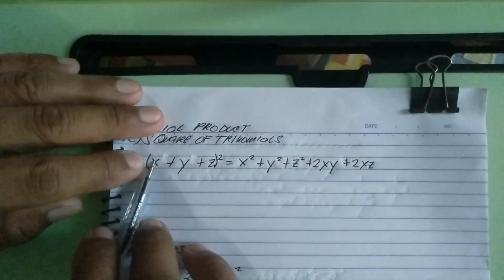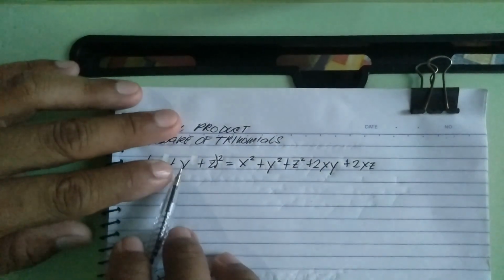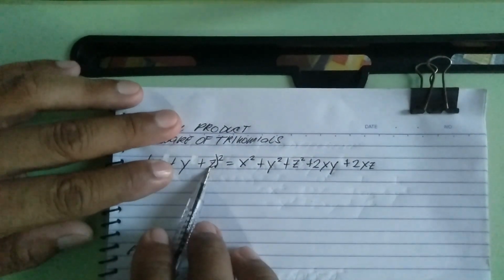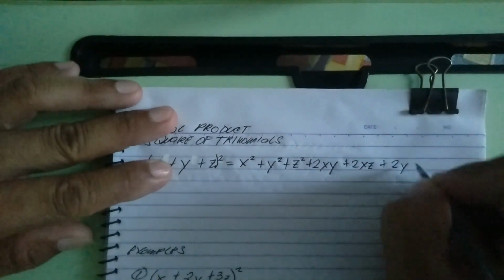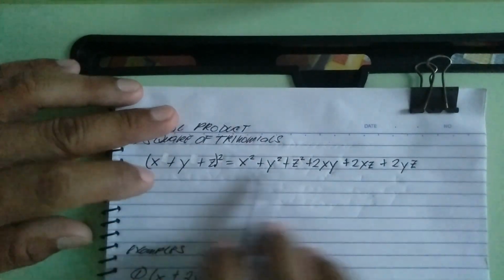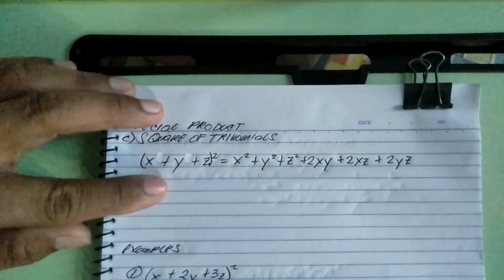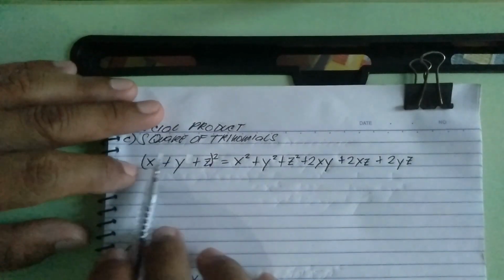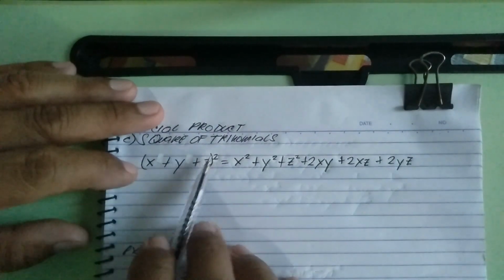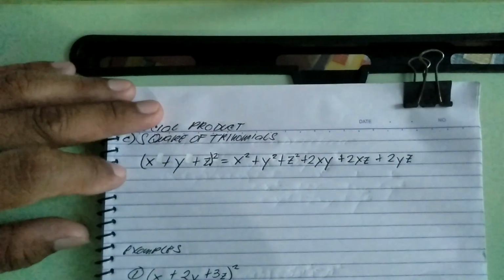Yung una, first and second term. Yung pangalawa naman, first and third term. And lastly, second and third term. Y times z times 2. So we have 2yz. At yan po ang ating kasagutan. Magiging 6-term polynomial po siya. Okay? So, first, second times 2. First, third times 2. Second, third times 2. Yun po ang process niya.